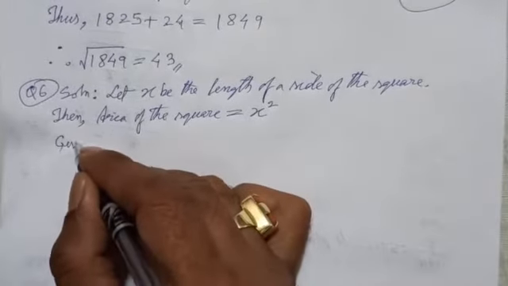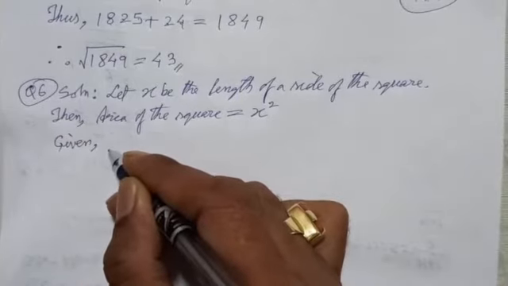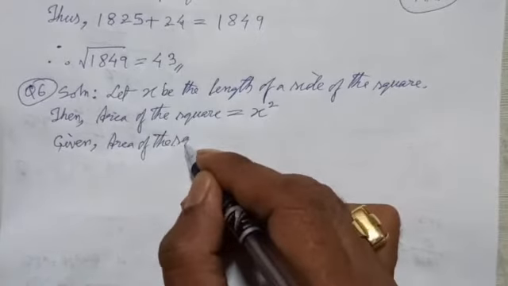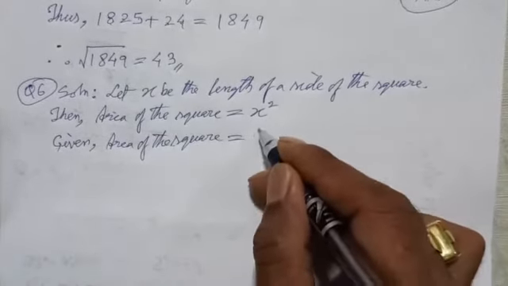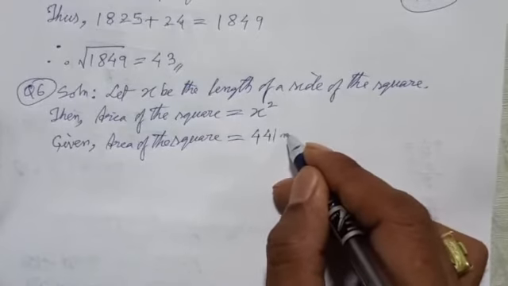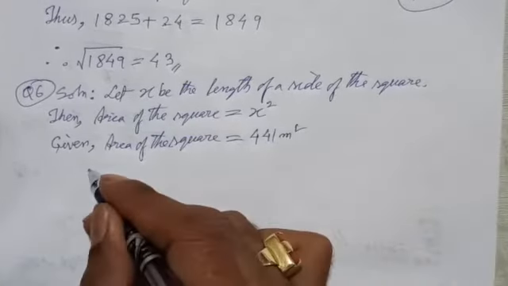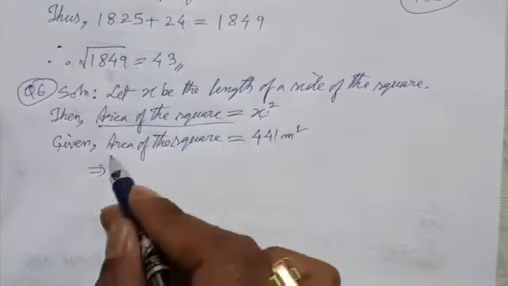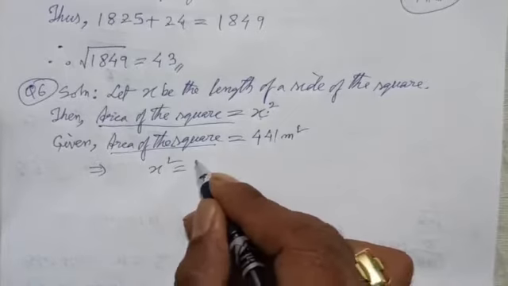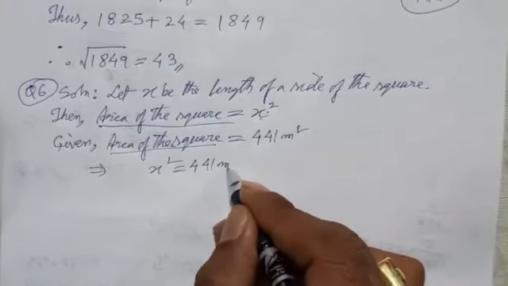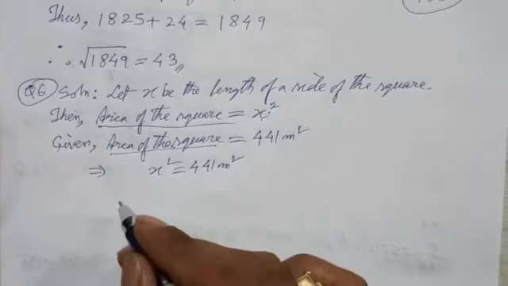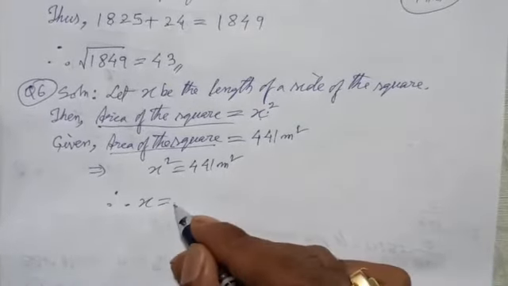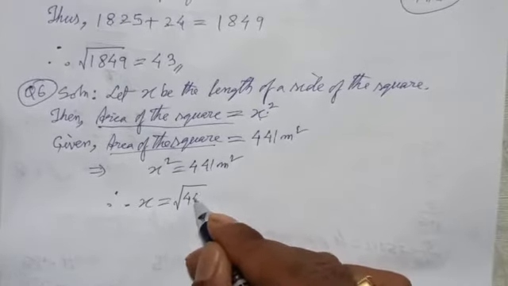It is given in the question that the area of the square is 441 meters square. This implies that the area of the square is x square, so now x square is equal to 441 meters square. Therefore, if we want to find x, the square is transposed to the other side, so x is the square root of 441 meters square.